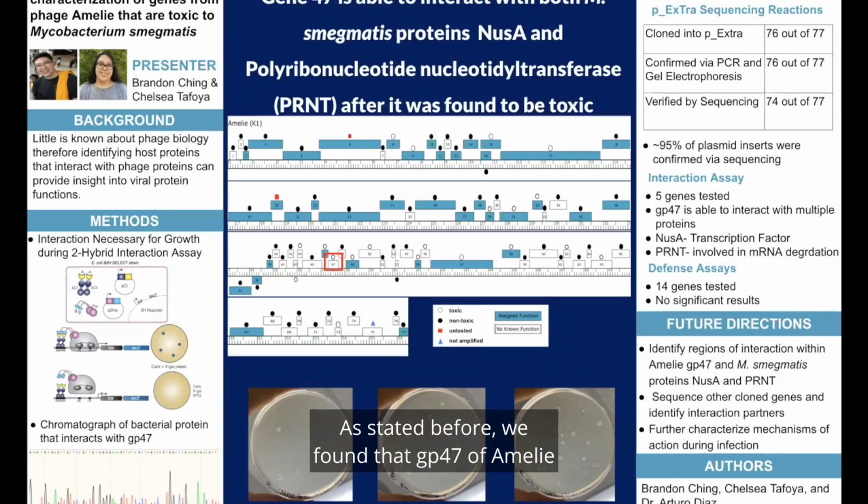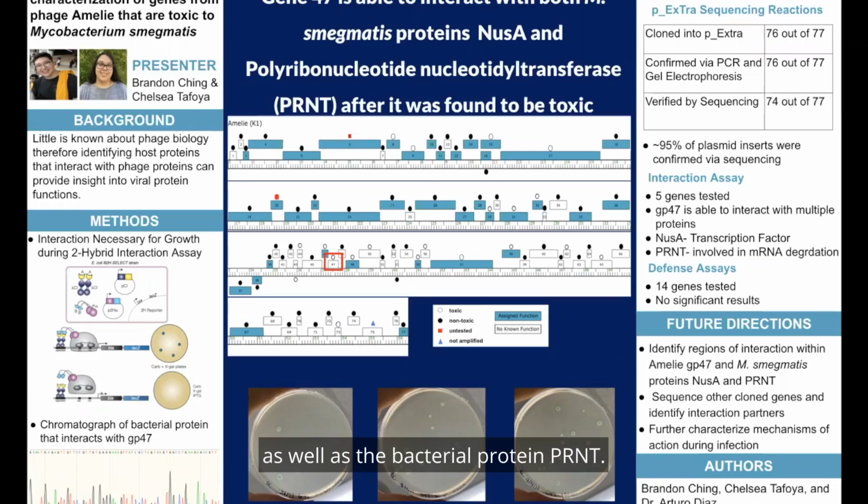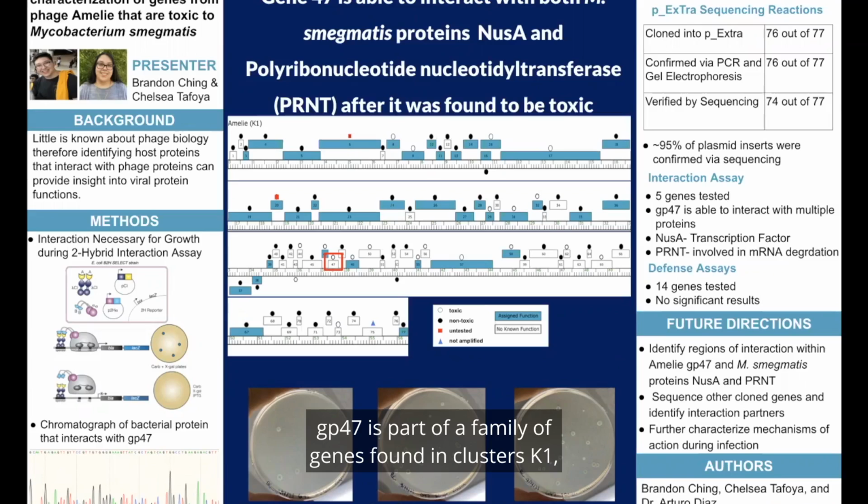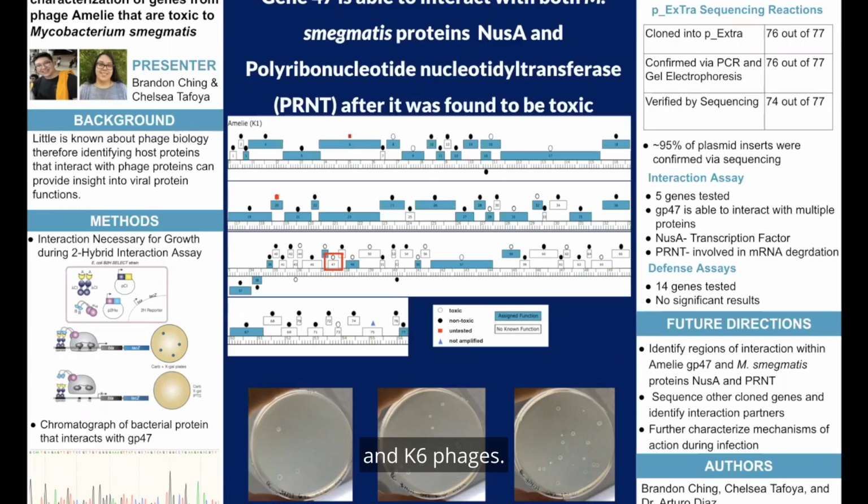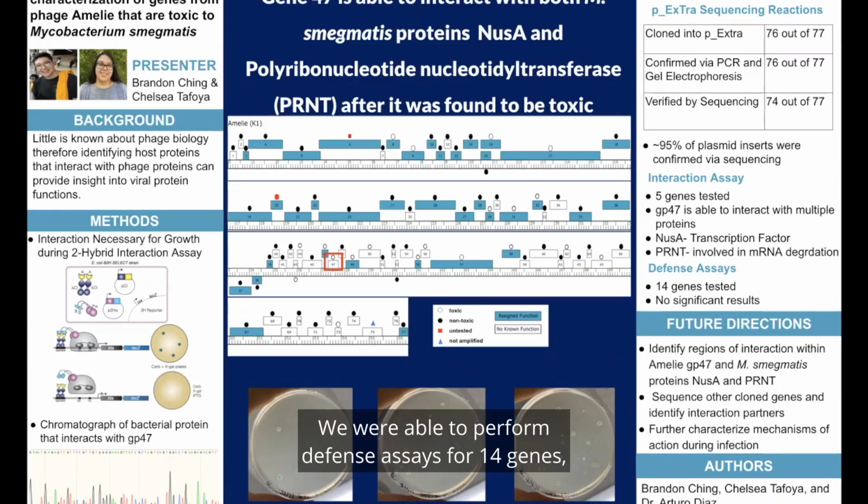As stated before, we found that GP47 of Amelie was able to interact with both the transcription factor NUS-A as well as the bacterial protein PRNT. GP47 is part of a family of genes found in clusters K1, K3, K5, and K6 phages. Interestingly, GP47 of phage Waterfowl, which is homologous to GP47 of Amelie, was only able to interact with NUS-A. We were able to perform defense assays for 14 genes, but so far we do not have any significant results.